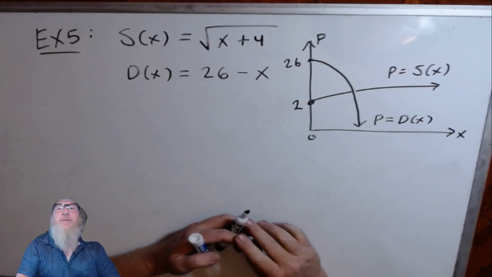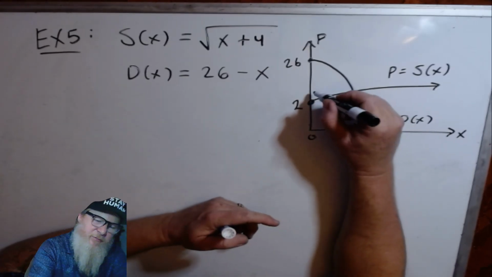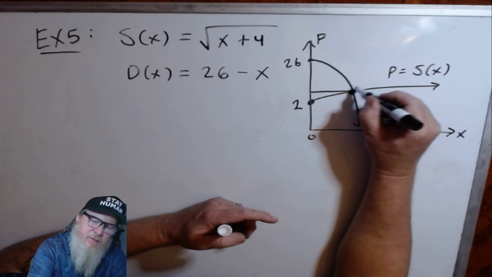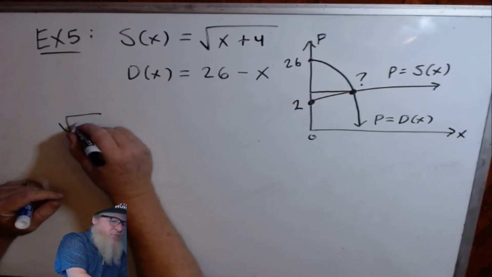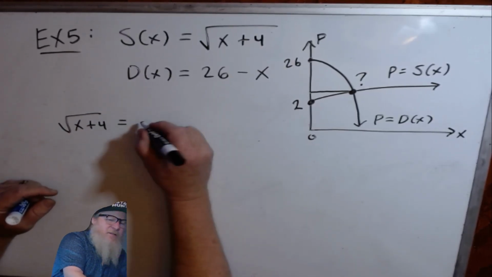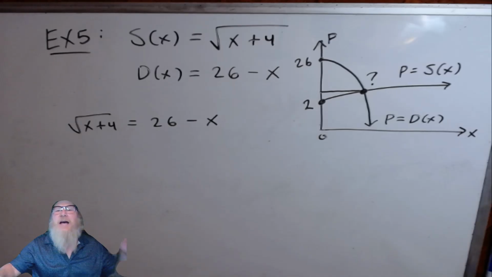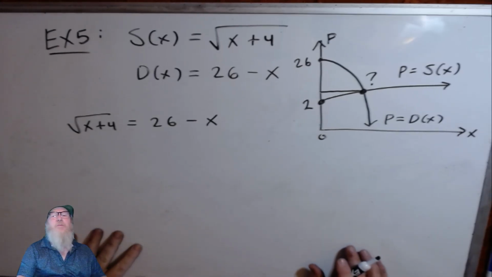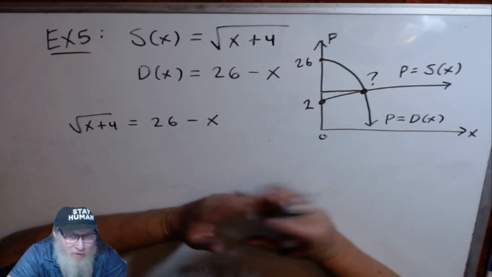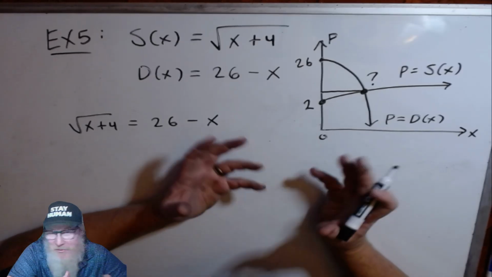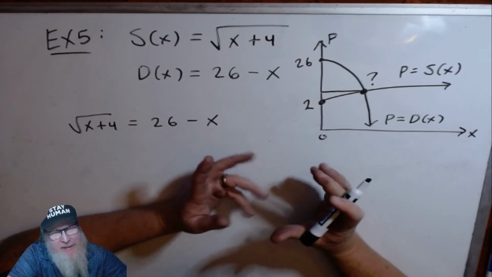Since this is the last one I'm doing today, I figured I'd draw the curve one more time. And we're looking for this point here, the equilibrium. So we have the square root of x plus 4 is equal to 26 minus x. I saved this one for last because it's probably the most involved when it comes to solving it. I don't know if you noticed, but all the other solutions almost fell in our lap, right? Especially the last one. That was almost too easy.